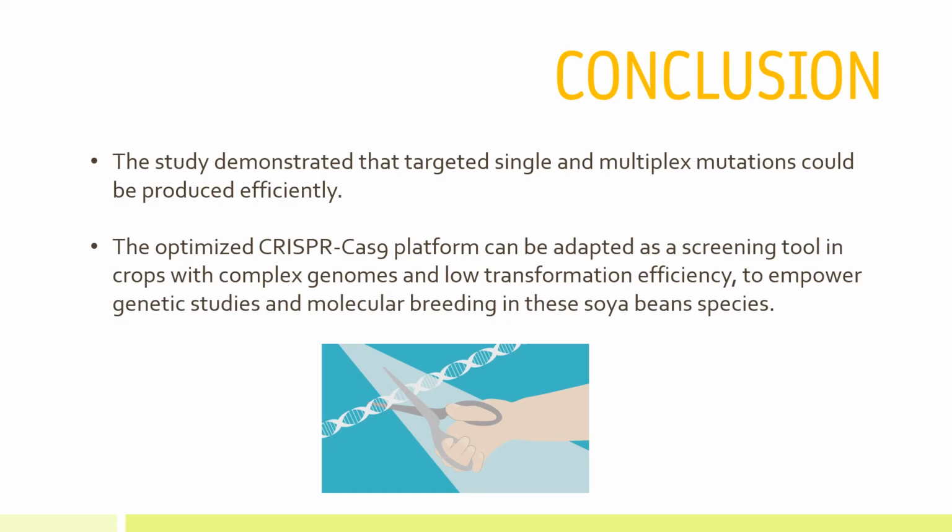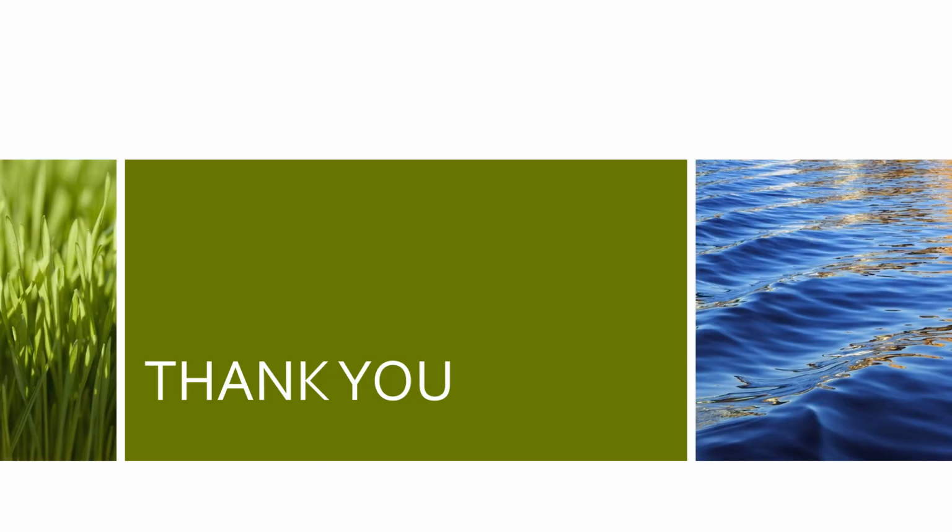As a conclusion, the study demonstrated that targeted single and multiplex mutations could be produced efficiently. Other than that, the optimized CRISPR-Cas9 platform can be adapted as a screening tool in crops with complex genomes and low transformation efficiency to empower genetic studies and molecular breeding in soybean species. That's all from us. Thank you.